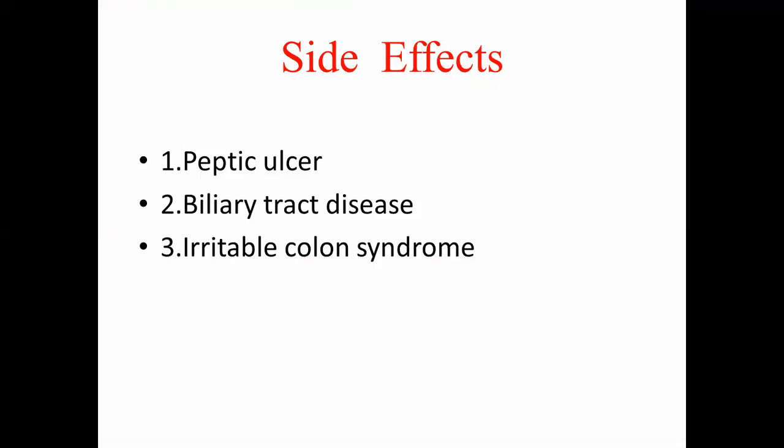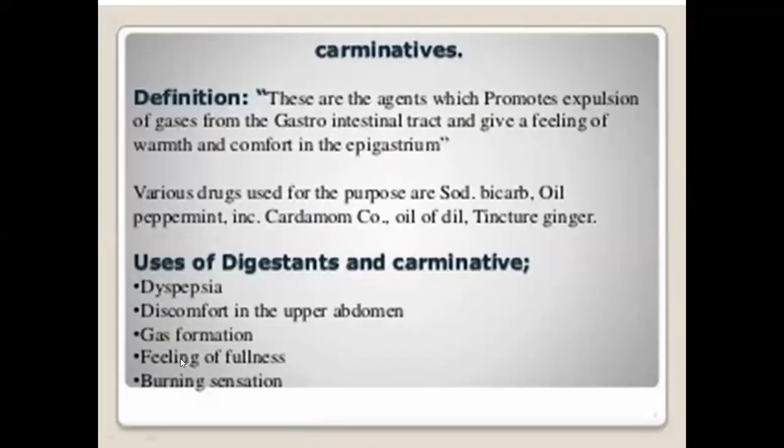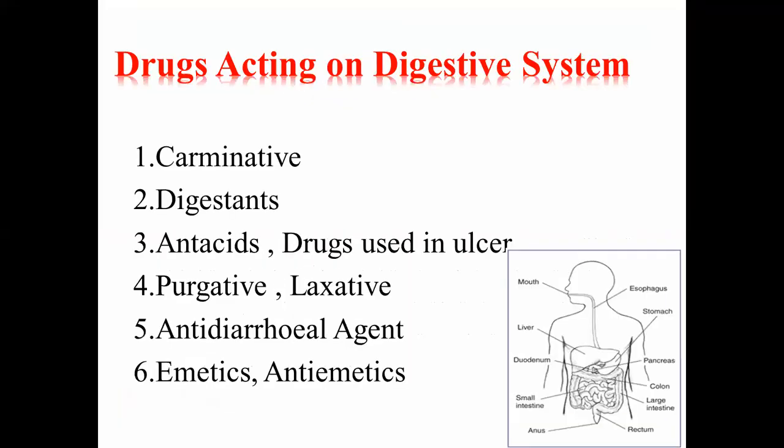The next point we discussed is side effects: peptic ulcer, biliary tract diseases, irritable colon syndrome. So here we complete carminative. In short, this is one small chapter in drugs acting on the digestive tract. Do all of you understand carminative? Yes, ma'am. A question asked on this chapter is to write a note on carminative. Then you have to write all these points: definition, mechanism of action, some preparations, side effects, and uses. Okay?